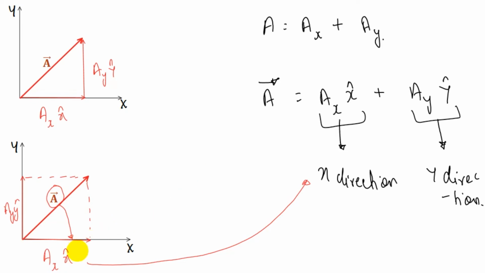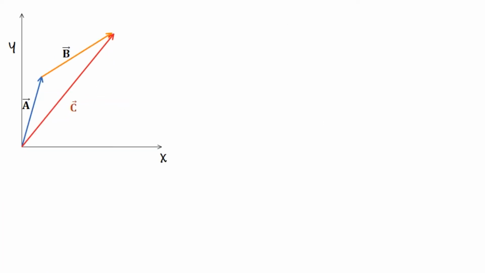In this case, it is pointing in the positive x direction, so the sign would be positive, and here also it is pointing along the positive y-axis, so the sign will be positive. So this is how vector components will generally be shown in the later videos. Now we're going to discuss the applications of unit vectors.